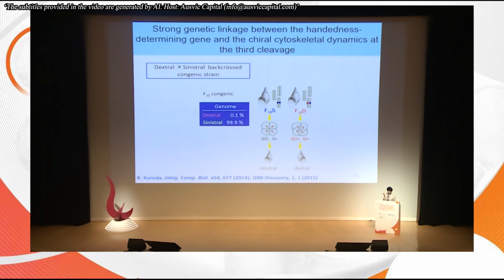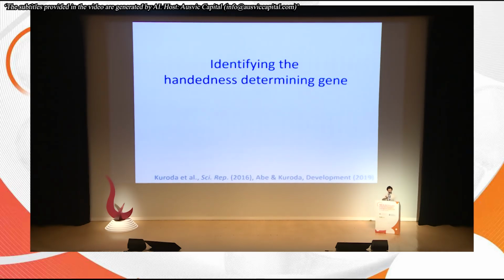Dextral 0.1%, sinistral 99.9%. And if it inherits that dexterity determining gene, it always produces SD, SI, rotates in the clockwise way, and it produces a dextral snail. But if it's not inherited, there is no SD, no SI, and it becomes a sinistral snail. So it must be a single gene locus. That's what we realized. Then we wanted to identify what the gene is.